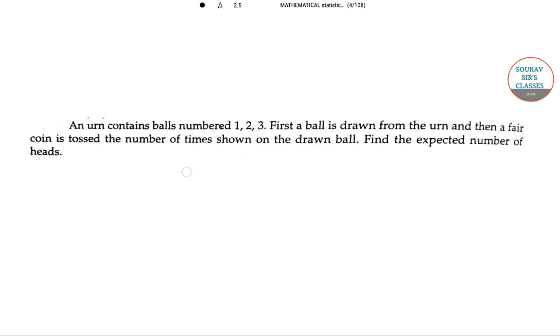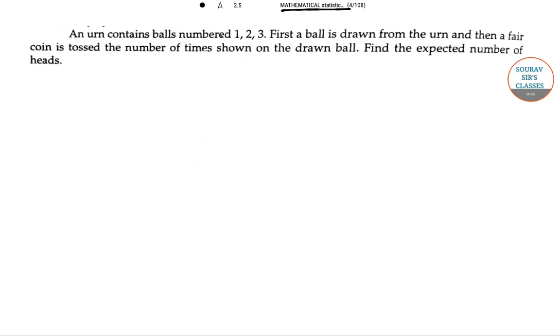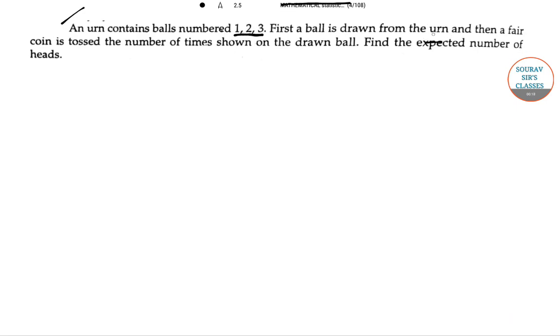So in today's video we'll be solving a question from mathematical statistics. The question goes like this: an urn contains balls numbered 1, 2, 3. First a ball is drawn from the urn and then a fair coin is tossed the number of times shown on the drawn ball. Find the expected number of heads. So we have to find the expected number of heads.